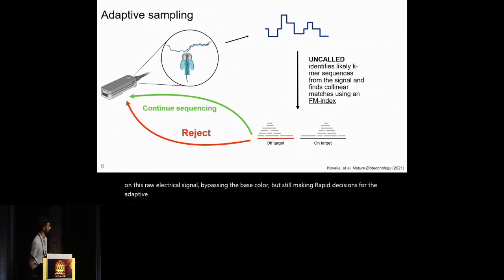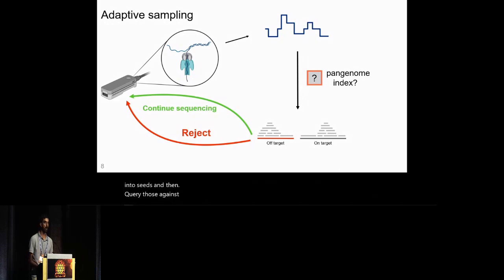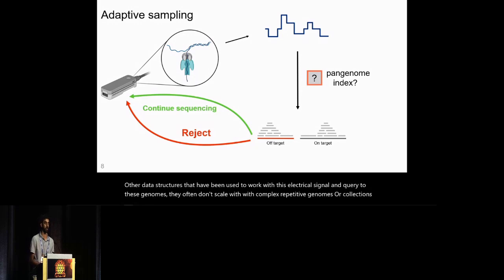So Uncalled was one of the first papers to do this, and how it works is it identifies likely K-mer sequences from the electrical signal and then uses an FM index to align these K-mer sequences to your genome of interest and then make a decision accordingly. SigMap is another tool that does this as well, and it uses a KD tree as its underlying data structure, but it works in a very similar way to digest the electrical signal into seeds and then query those against a reference. But one thing we noticed is that both the FM index and KD tree and these other data structures that have been used to work with this electrical signal and query it to these genomes, they often don't scale with complex repetitive genomes or large collections of genomes, such as a pangenome.